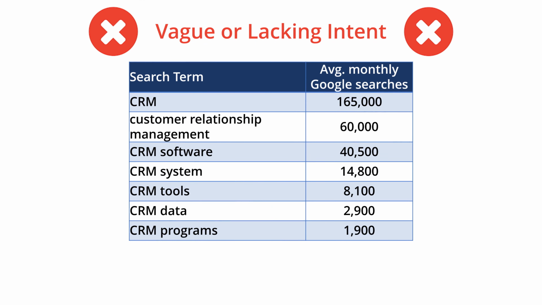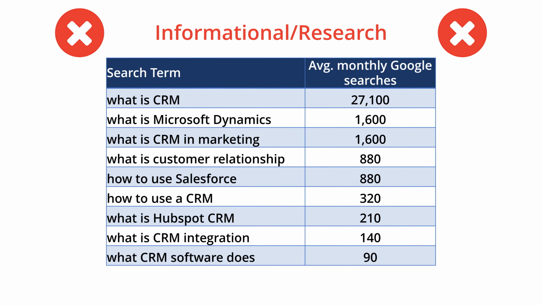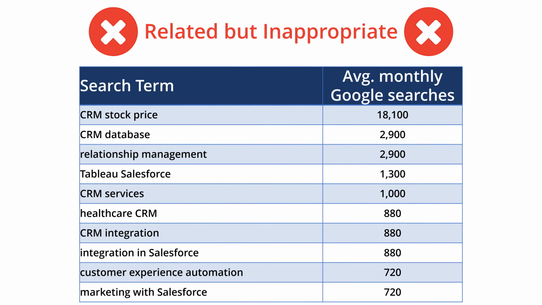Using the previously mentioned tactics, there's several other categories of searches we want to avoid, including searches that are vague or lacking intent. Searches that lack purchasing intent and appear to be research or purely informational should be avoided. Examples include what is CRM or how to use Salesforce. Likewise, if you are not careful, your ads will appear for searches that are related but inappropriate. Examples include CRM stock price and CRM integration.